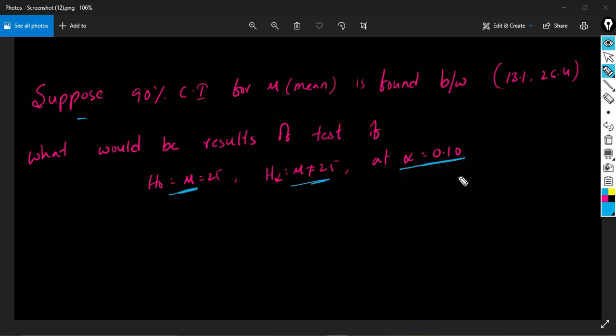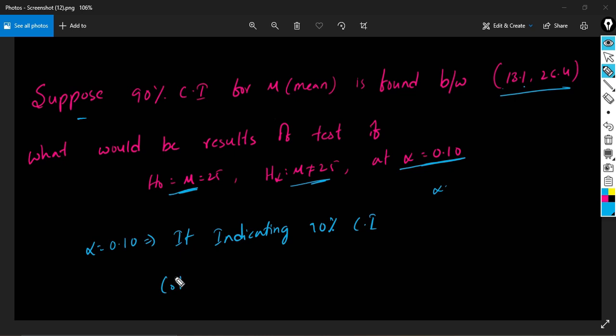at the alpha value 0.10? Here we have the given alpha value 0.10. It indicates the 90% confidence interval. Okay, and also they have given the confidence interval range. The confidence interval range they gave is 13.1 to 26.4.